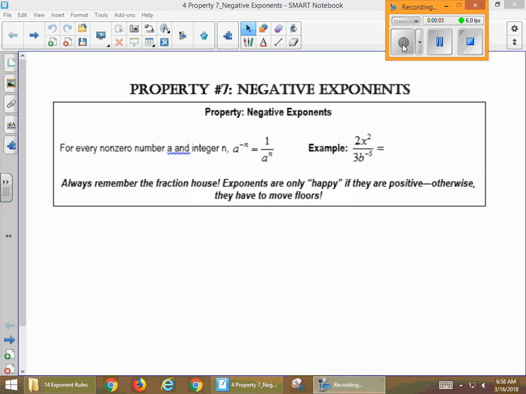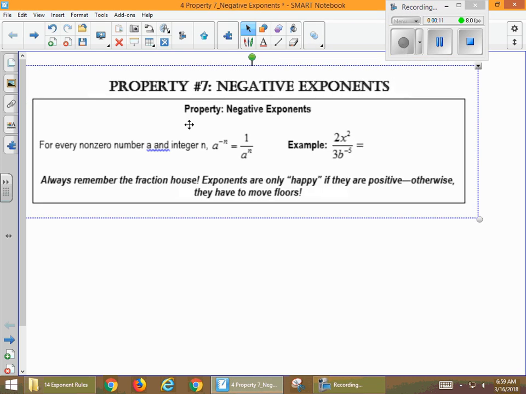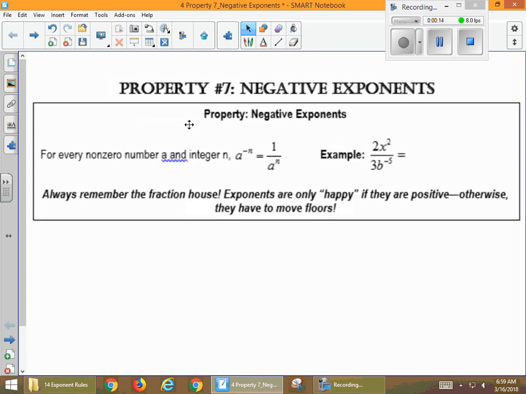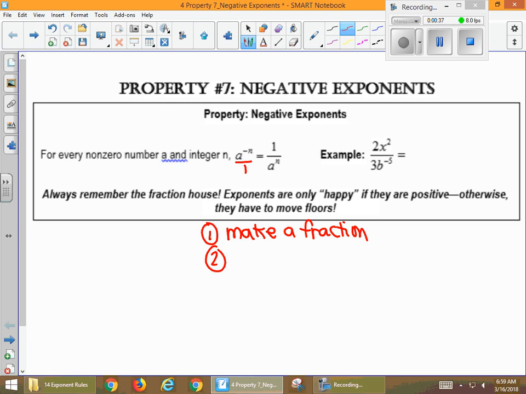Okay, this is the last day of exponent rules, and today we're doing negative exponents and how to deal with them. The way that we deal with negative exponents is that if an exponent is negative, it tells us that it's on the wrong side of the fraction. So the first thing you need to do is make a fraction if you don't have one. You may not need to make a fraction. And then, if you have a negative exponent, you move that term only to the other side of the fraction.